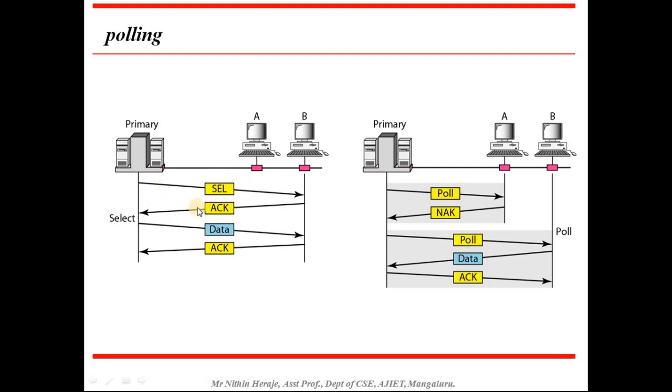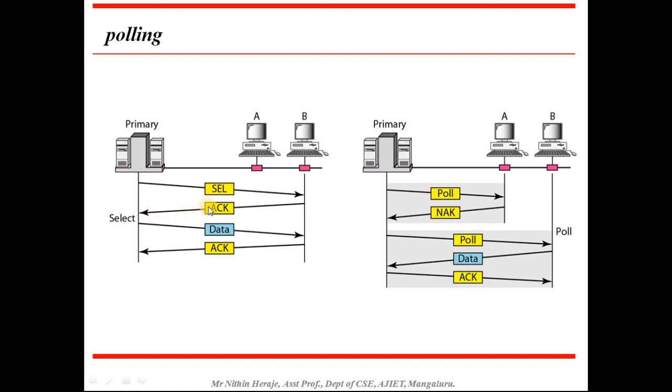Here, if the primary station wants to send any data to a particular station, then it sends a select packet. So that is this. The select packet is sent to station B, and station B in turn sends back an acknowledgement to the primary station, saying that it is ready to accept the data.